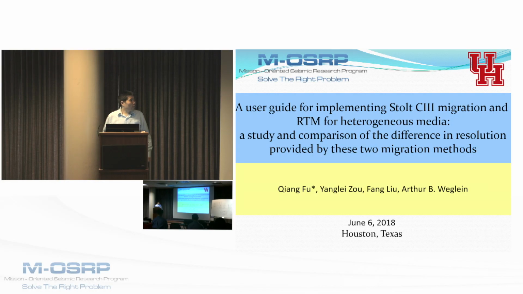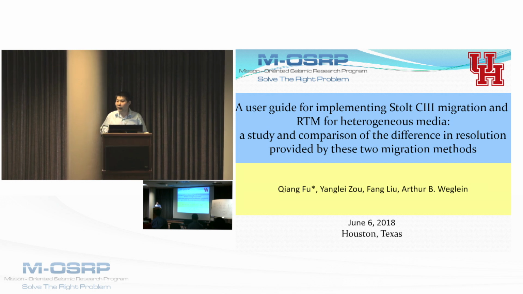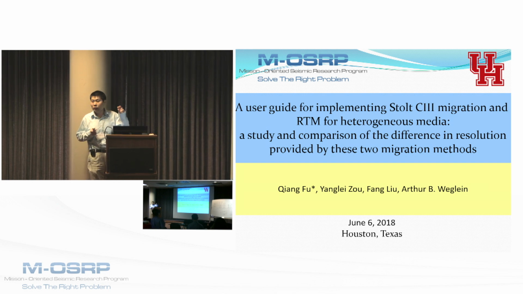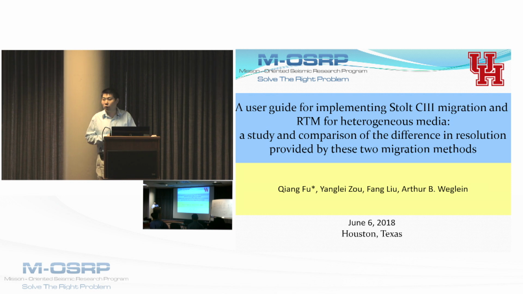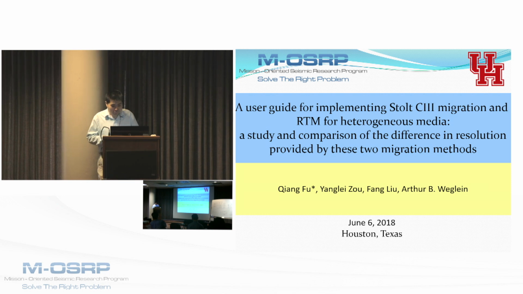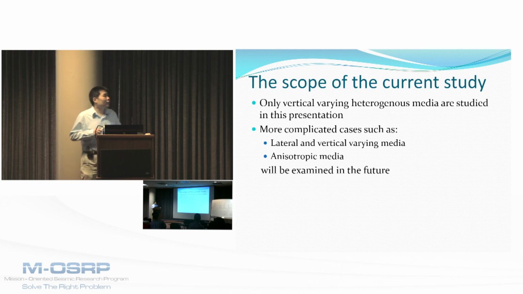Hello. So basically, I will continue the discussion given by Professor Weglein. We have already seen the image resolution capability of different image conditions, C2 and C3, in the one reflector case, and we see the lobe difference. And we will continue with the two reflector Wedge model to see the resolution differences. But before that, let's define the scope of the current study.